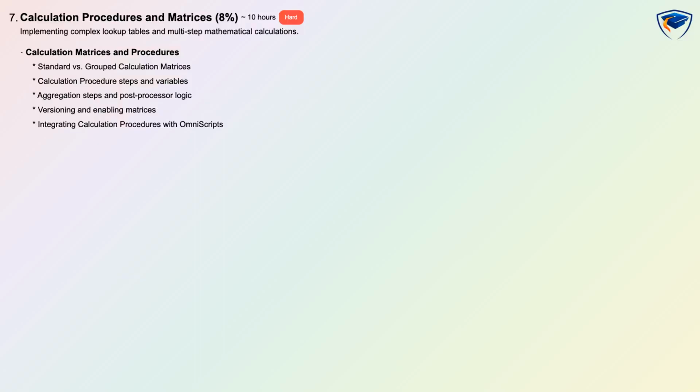You will learn the differences between standard and grouped calculation matrices, calculation procedure steps and variable handling, aggregation steps and post-processor logic, versioning and enabling matrices, and how to integrate calculation procedures with OmniScripts for accurate runtime calculations.